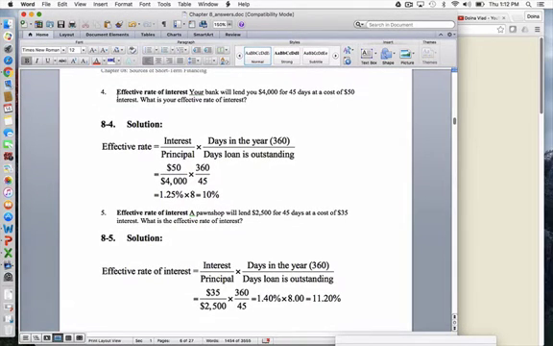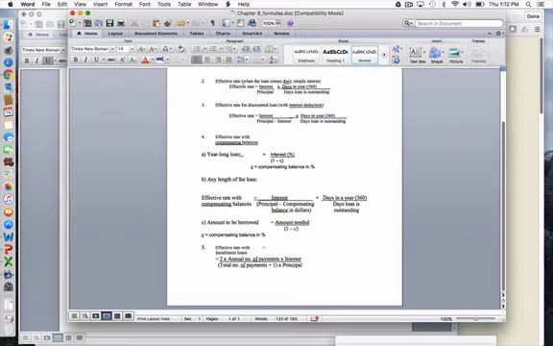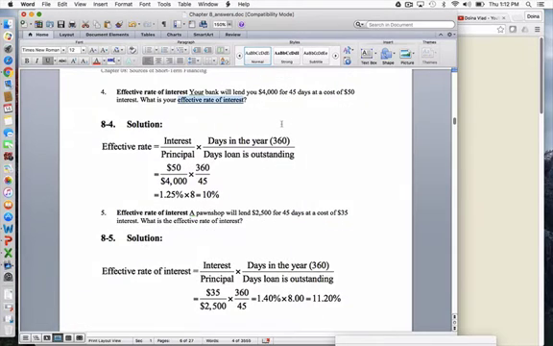Number 4, your bank will lend you $4,000 for 40 days at the cost of $50 interest. What is your effective rate of interest? So you might be looking on the formula sheet and you say, well, what type of loan is that? You don't see the word discounting or compensating balance or installment. So that means that's the simple interest for the first one. Simple interest, you pay the interest when the loan comes due.